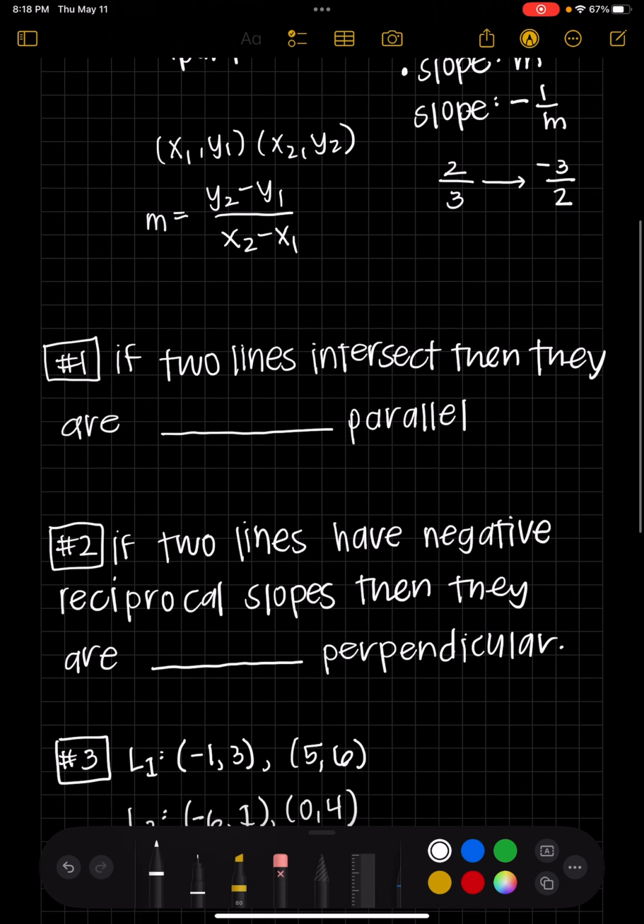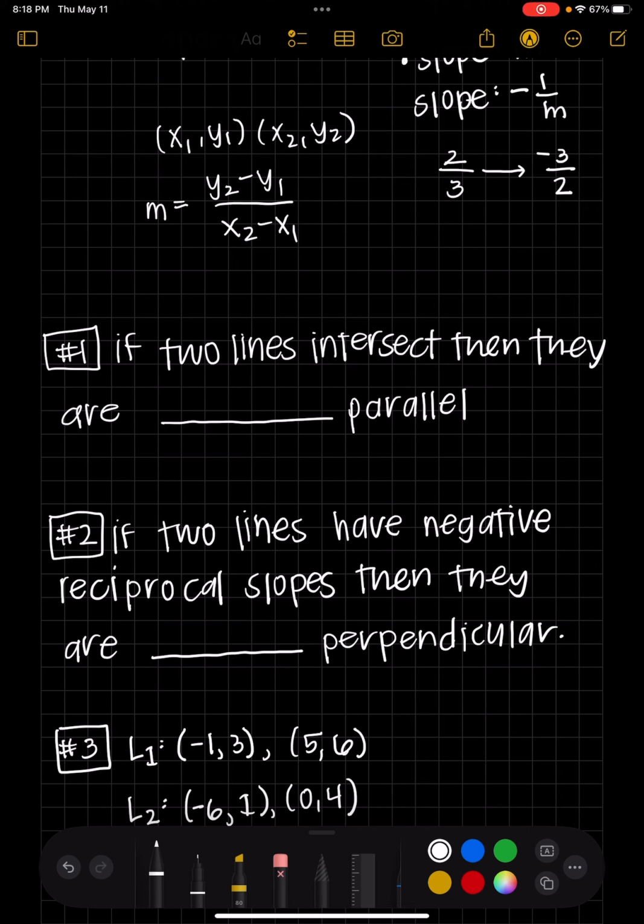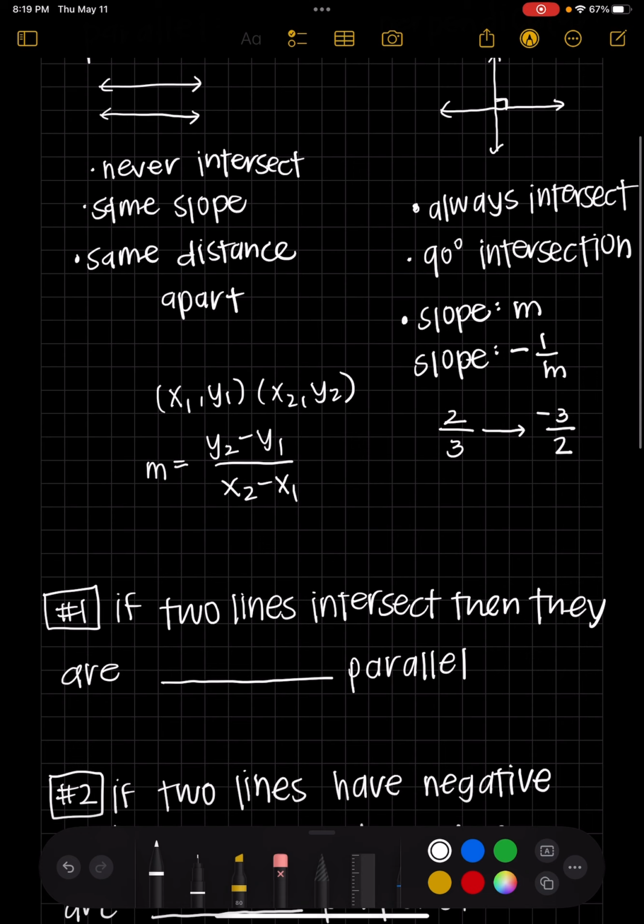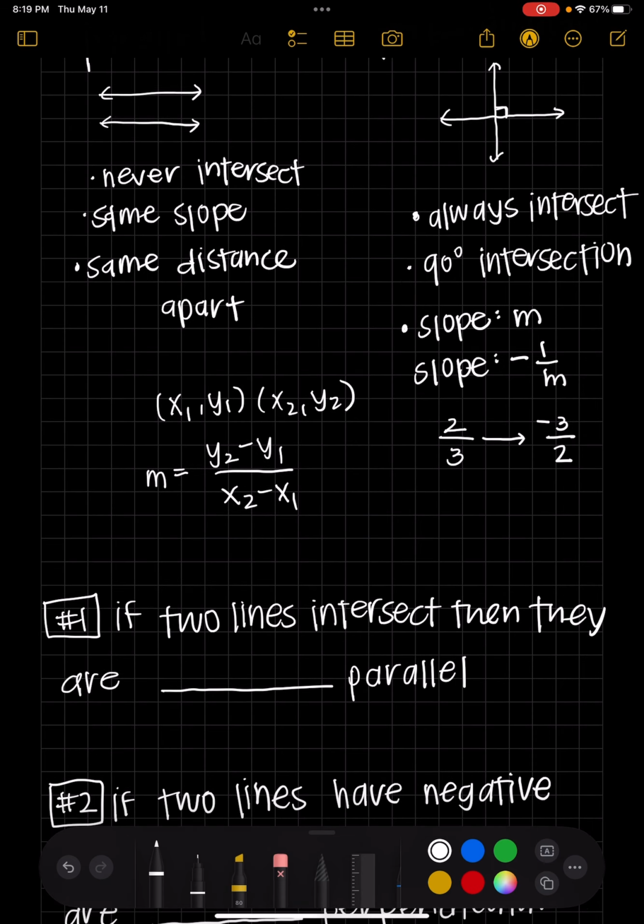For the first two examples, we have to fill in the blank, and we're going to fill in the blank with either sometimes, always, or never. Number 1 says, if two lines intersect, then they are blank parallel. Well, based on what we just wrote up here, parallel lines never intersect. So if two lines intersect, then they must never be parallel.